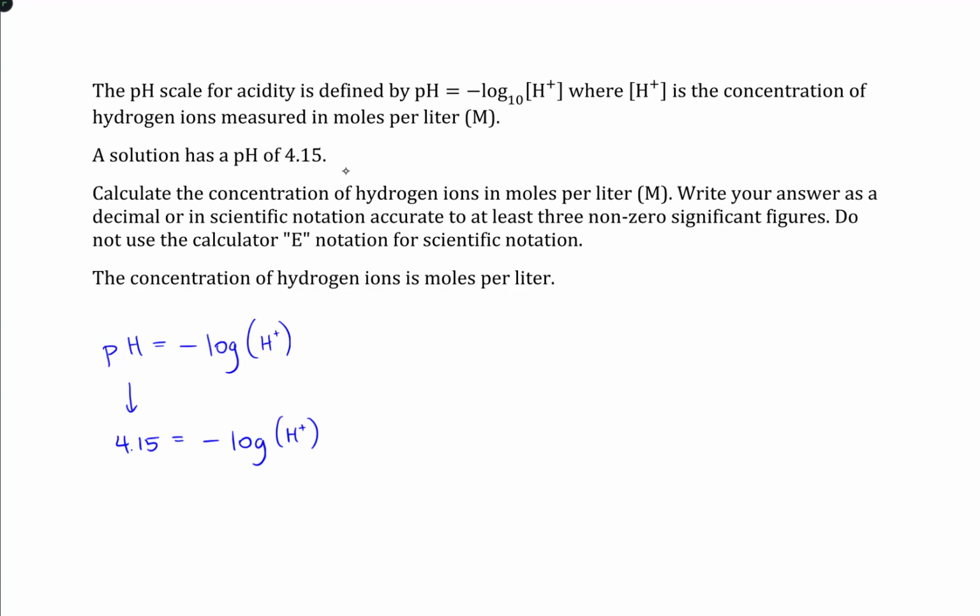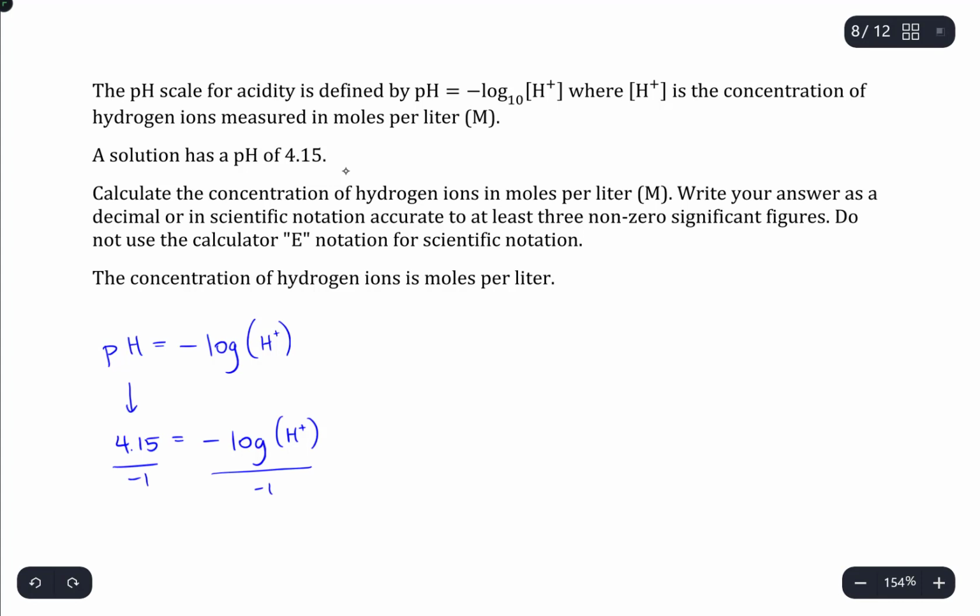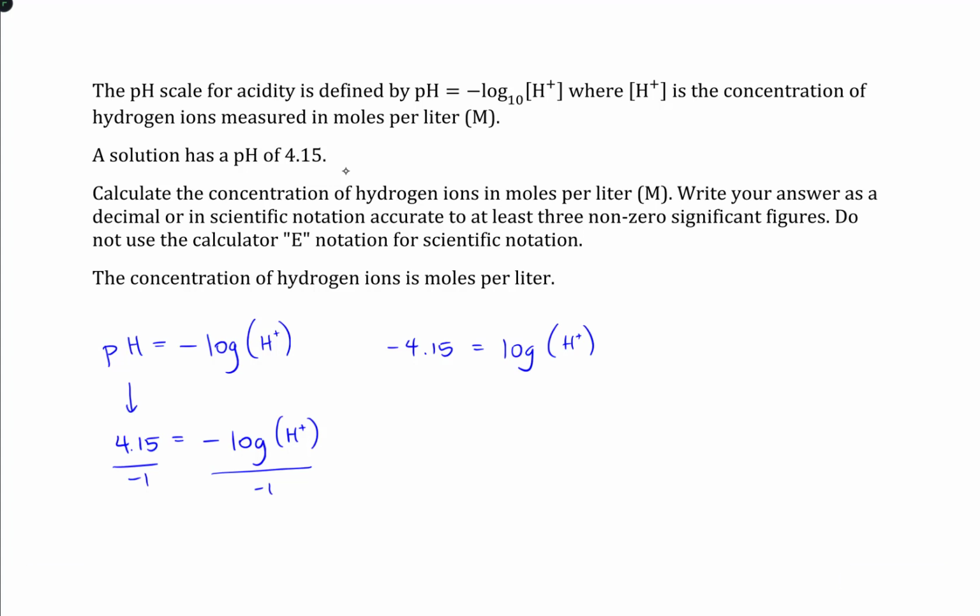So to continue solving then, what we would need to do is get the logarithm by itself and then change into exponential form. And the reason we would do that is because the variable is in the argument of the logarithm. So we're not going to have any luck trying to solve this using logarithms. We need to switch over to exponentials. But before we can do that, we need to get rid of this negative, and that's easy enough, just divide both sides by negative 1. So now I have negative 4.15 equals the logarithm of this unknown value that we want.